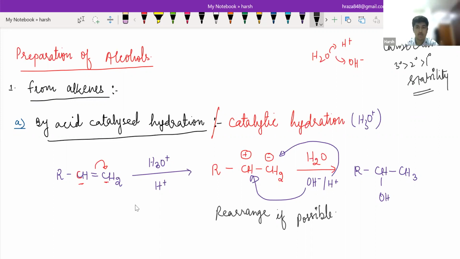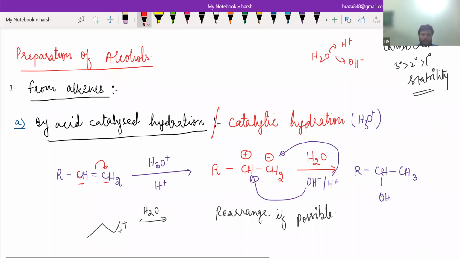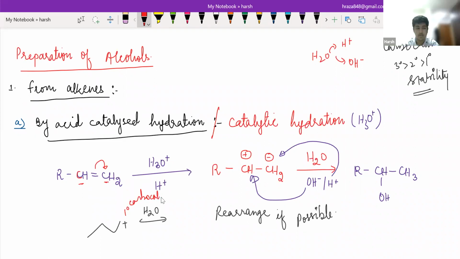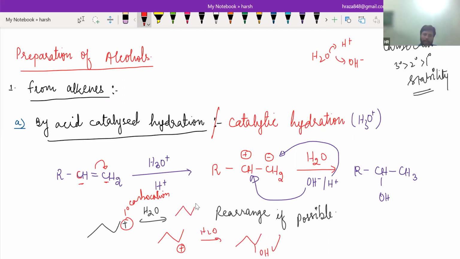If you have something like this, and you are going to react with water, now you can see this is a 1 degree carbocation, yes or no? There will be a hydride shift, and this carbocation will be shifted to this 2 degree for stability. The product formed will be this, not this.